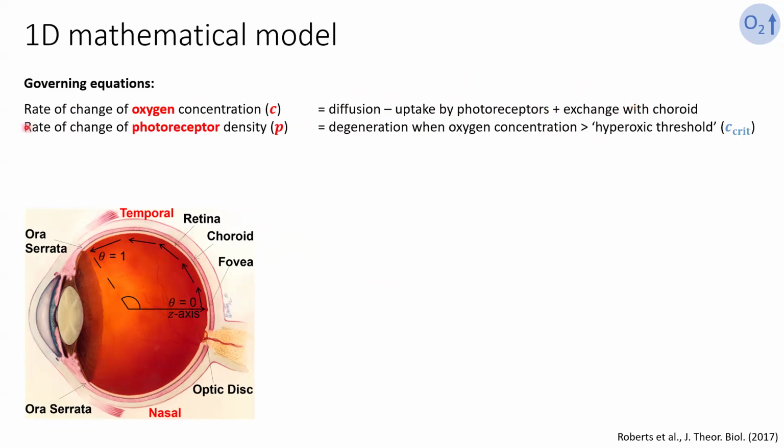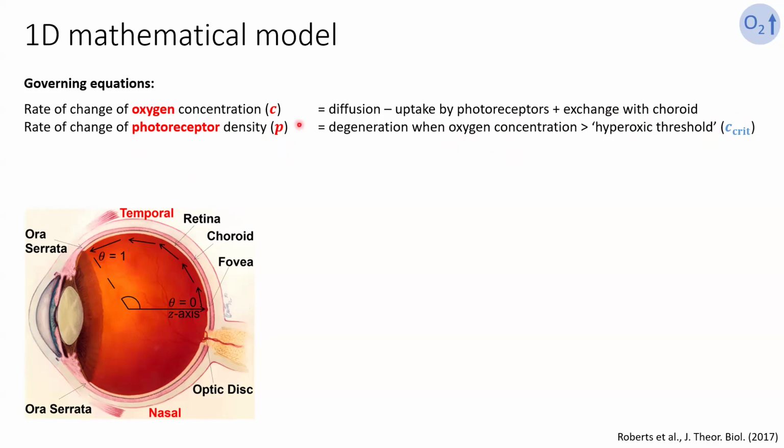The second equation is for the rate of change of photoreceptor density through space and over time, given by P. Basically, the photoreceptor density will remain fixed unless and until the oxygen concentration exceeds, at a particular location, the hyperoxic threshold, which I denote as C crit. When that happens, the photoreceptors in that region will begin to decay exponentially in their density.